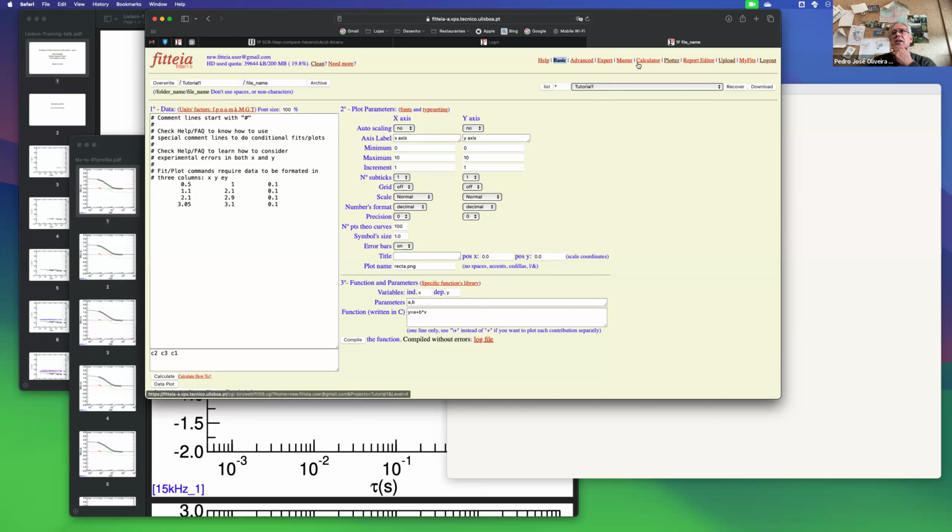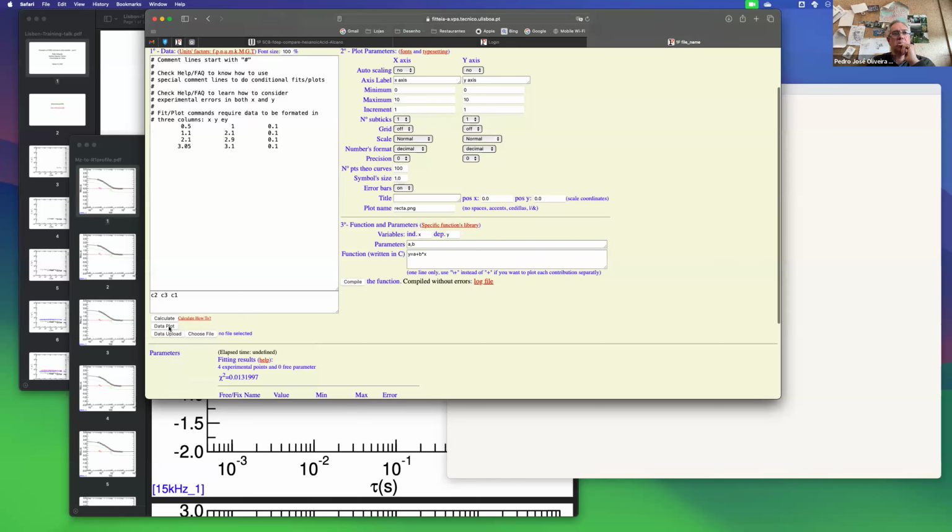Then there is a calculator. The calculator I will show you in a moment. Okay, but let's see. I have this data, I have this function, I have these fitting parameters, and I have these plot settings, and I can do two things.